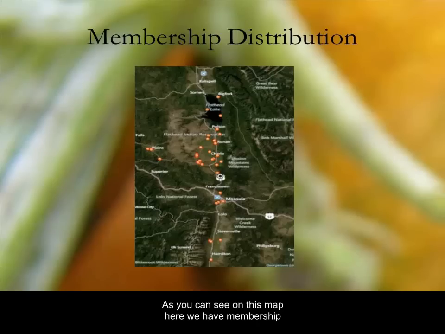As you can see on this map here, we have membership distribution spread out throughout Western Montana. From the furthest northern producer all the way to the furthest southern producer, we're looking at greater than 125 miles between those producers. So for Western Montana Growers Co-op, one of the advantages of my farm and other farms is that we have a fleet of 3 trucks. And so it is the Growers Co-op that can bring efficiency to this very spread out producer base and be able to reach our markets.